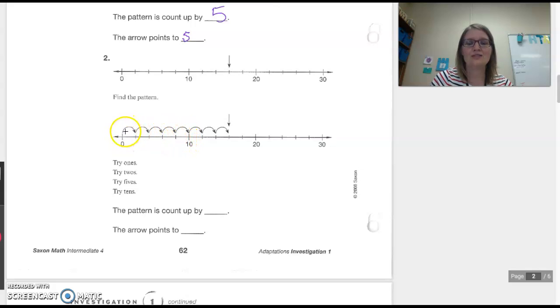We could do it with 10s. 10, 20, 30, 40, 50. Nope. So we know that 2s work the best. So the pattern is count up by 2s. And the arrows point to the even numbers on this number line.